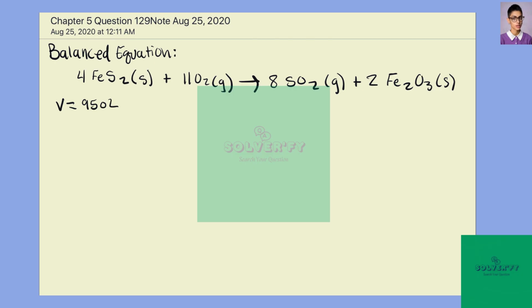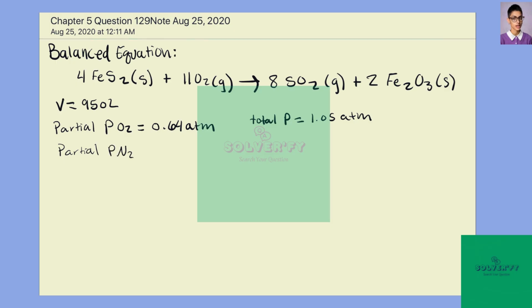They tell us that the partial pressure for O2 is equal to 0.64 atmospheres. They also tell us that the total pressure is equal to 1.05 atmospheres. And we need to find the partial pressure for nitrogen in atmospheres.